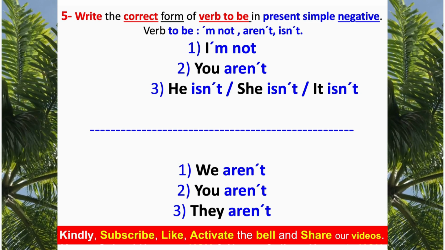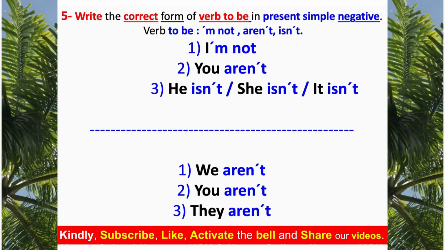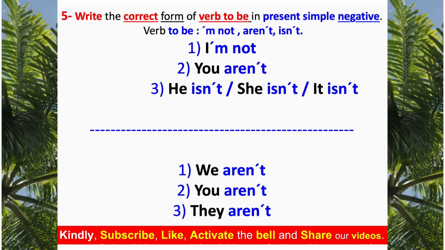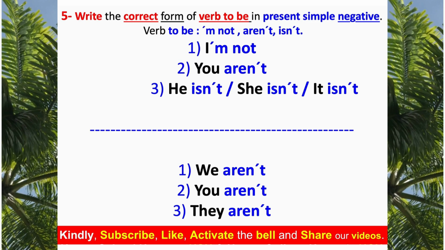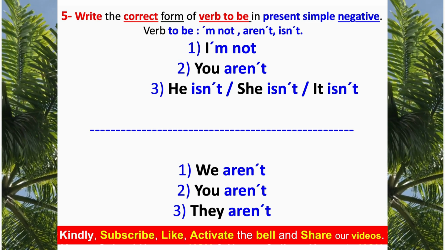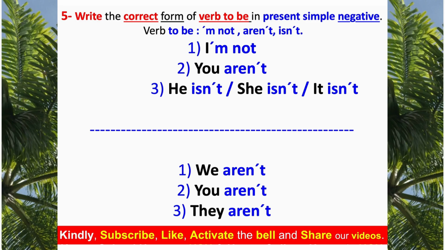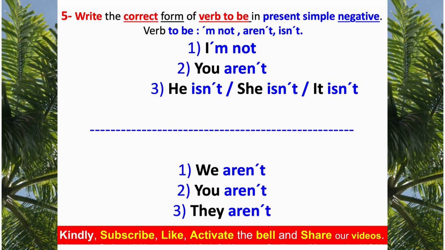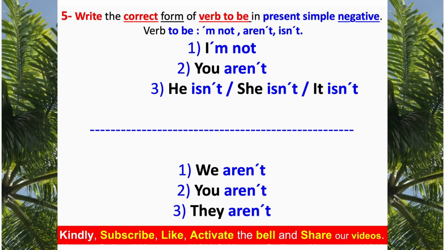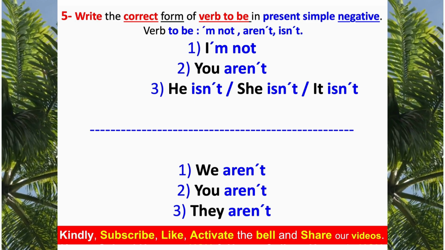The second one, you aren't. If you write you are not, it's correct, but this is better. You aren't. So learn this that we have here. I am not, you aren't, he isn't, she isn't, it isn't, we aren't, you aren't, they aren't.